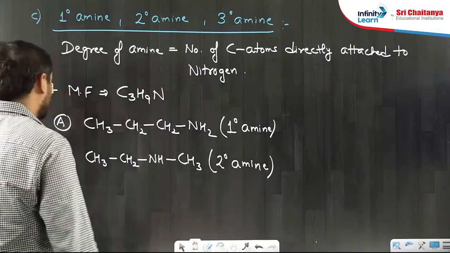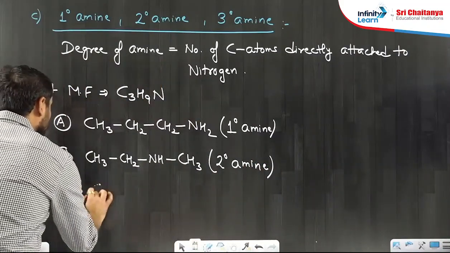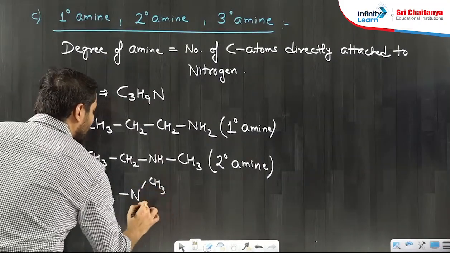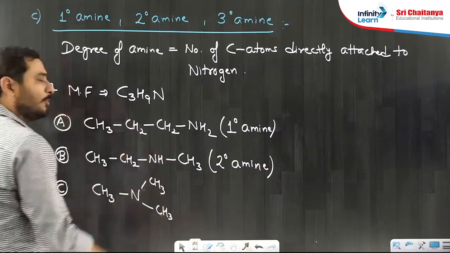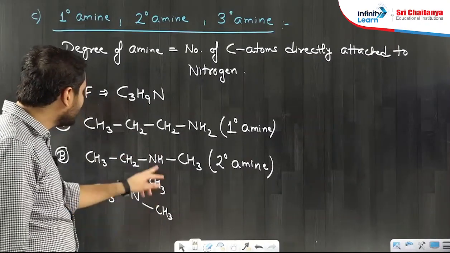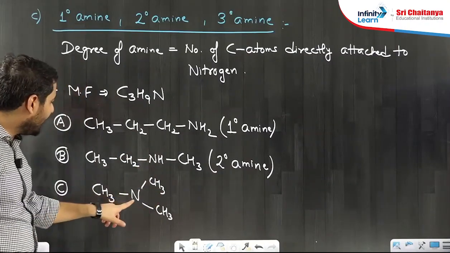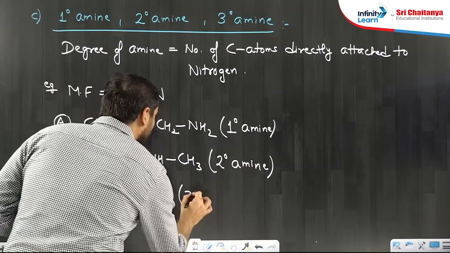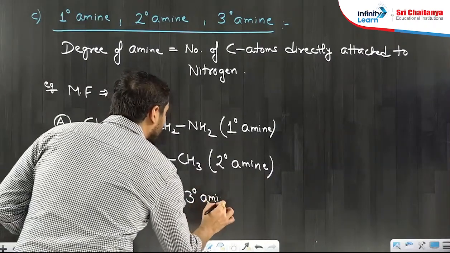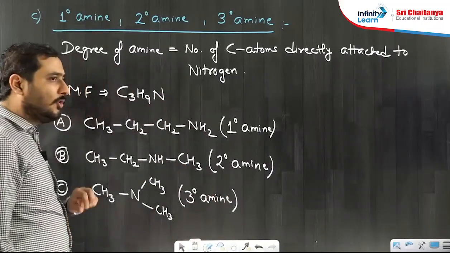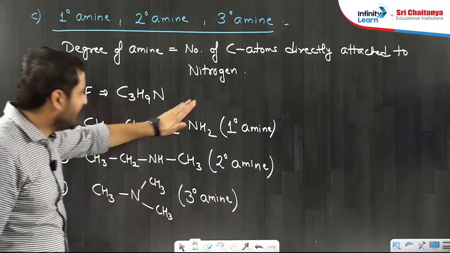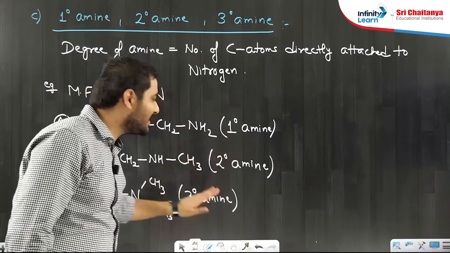Secondary amine structure. Now if I write CH3, nitrogen, CH3, CH3, the molecular formula is same, C3H9N, and nitrogen is attached with how many carbon atoms? 3 carbon atoms. So this is tertiary amine. Now if you check, molecular formula is same, functional group is different. One is primary amine, one is secondary, one is tertiary.